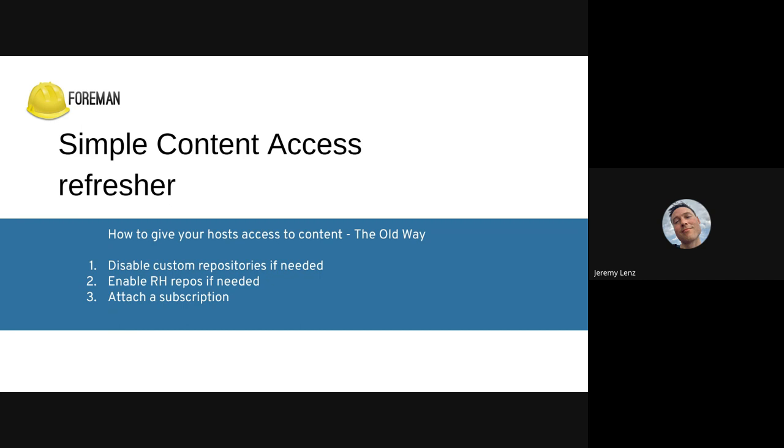With SCA, the steps are very similar, except there's no step three. It's just two steps. And so nowadays, since the default enablement of custom repos is now disabled, you'll need to enable them if needed. And that way you won't have any surprises when you're adding new custom repos. You still get to choose what your hosts get access to when you add a new custom repository. And then you enable Red Hat repos and then you're done. There's no step three, as they say.